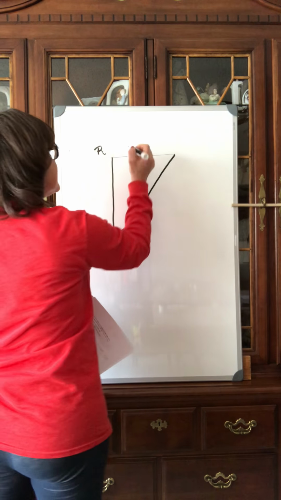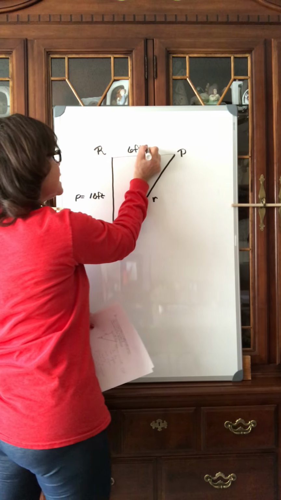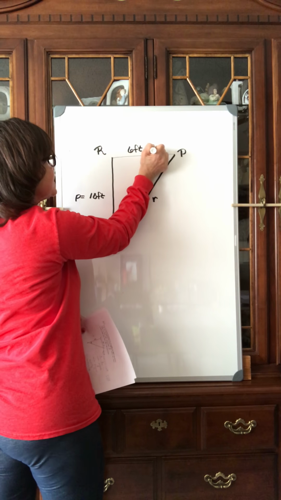We have to find the distance from, this is P, this is Q. We have to find the distance from P to Q. So what we need to find in this question is lowercase r. This side over here is going to be lowercase p. This side up here is going to be lowercase q.